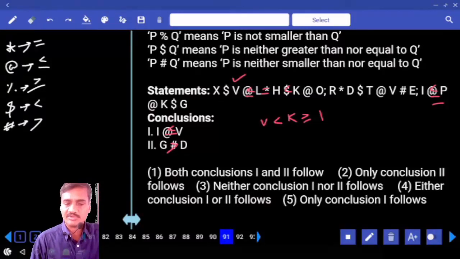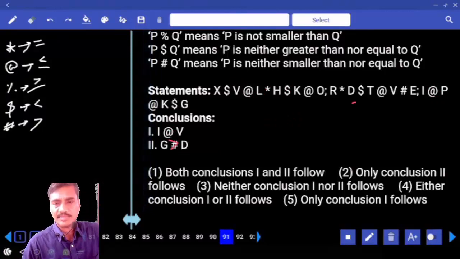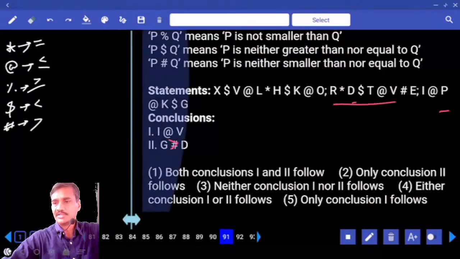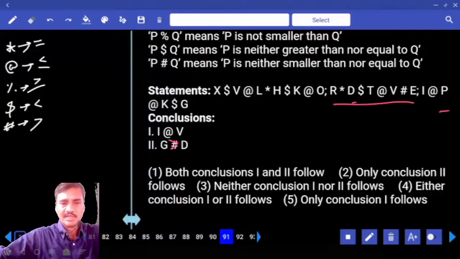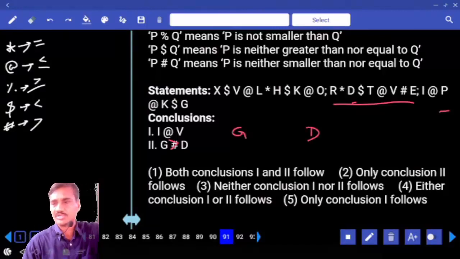The next one, coming to G greater than D. Now tell me about G and D. Where is D? Where is G? And which element is common here? D, T, V, E, R. R is common. And I, P, K and G. R, D, T, V, E. And I, P, K, G. No letter is common between the second and the third. So how should we proceed? We have to come from G to D. Tell me which elements are there from G to D.